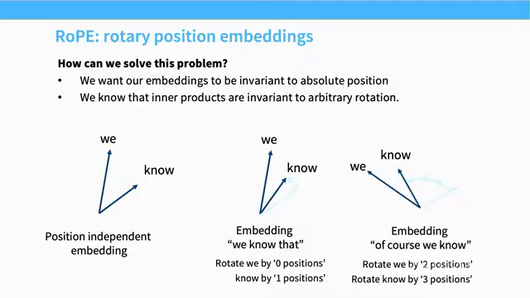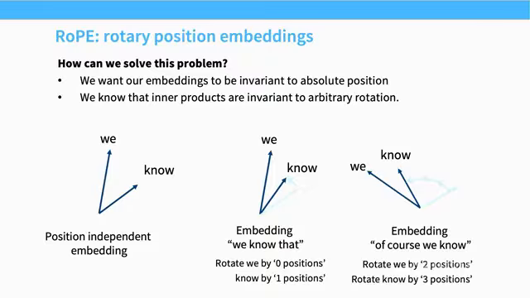In this case, I'm going to rotate the word "we" by 2 positions because it's index 2, right? 0, 1, 2. So the word "we" is in the second position, number 2. So I rotate by 2. I rotate "know" by 3 positions because it's in position number 3. And what do you know? The relative angle between these two is still separated by 1, right? So this is a very, very simple idea of just using rotations to represent position.